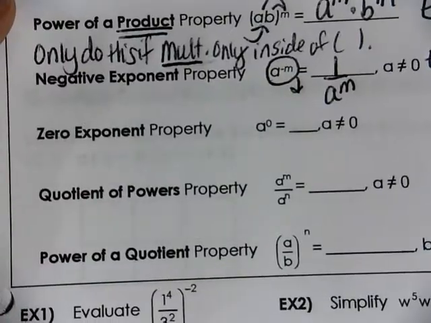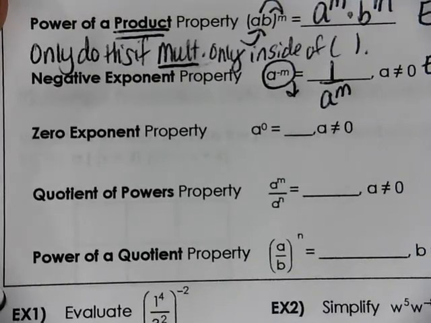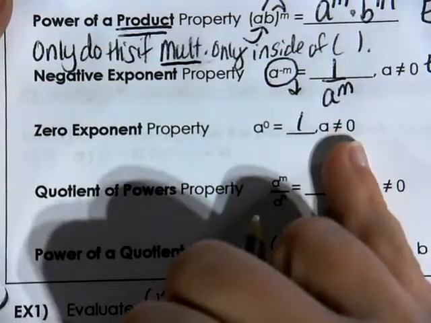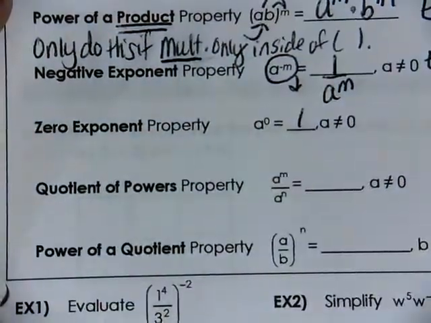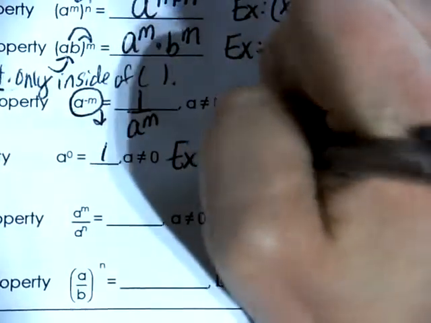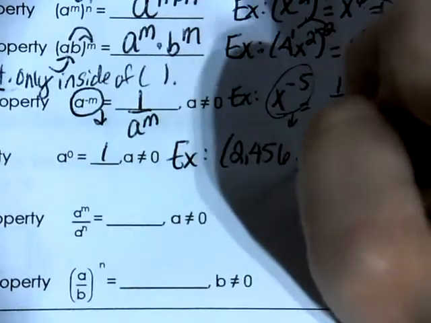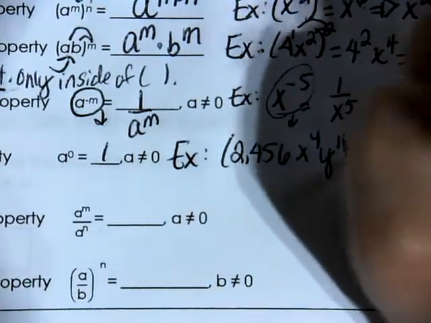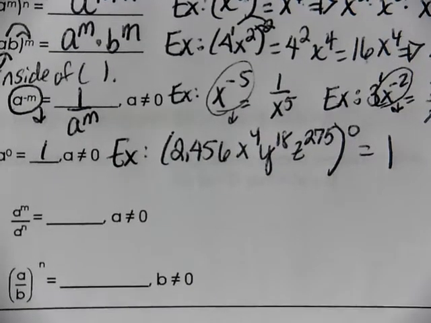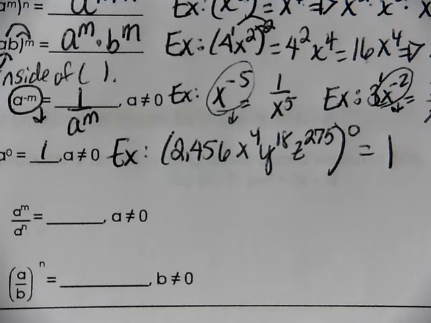The next one is the zero exponent property. And the zero exponent property says that if you have a to the 0 power, the answer is automatically 1 as long as a does not equal 0. And this is where a does equal 0, something you're going to explore later on as you study mathematics. But for right now, I just need you to know that any craziness, and I'm going to give you a crazy number, 2,456, x to the 4th, y to the 18th, z to the 275th, all of that to the 0 power equals 1. Anything to the 0 power is automatically 1. A lot of people like to write 0. Don't fall into that trap. Anything to the 0 power is 1.